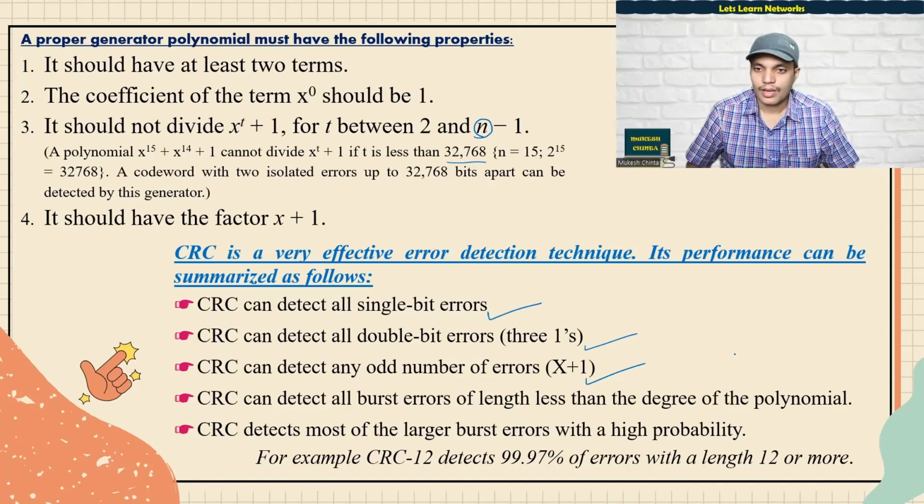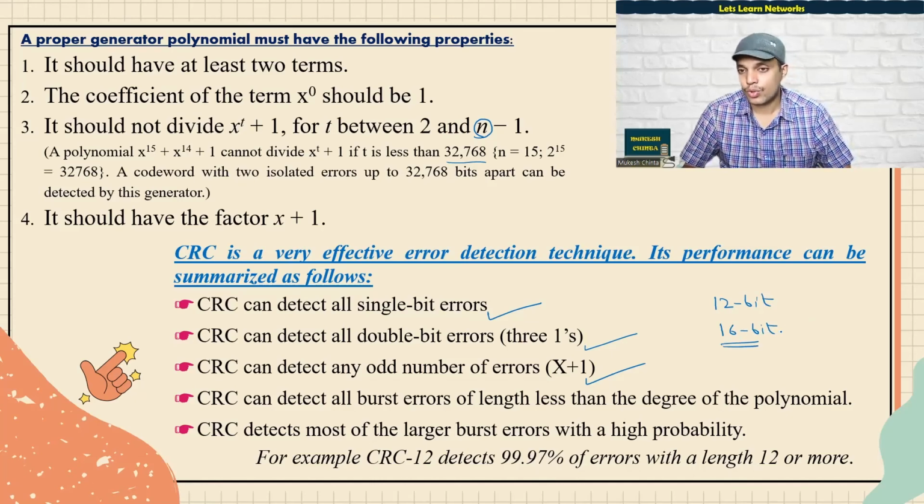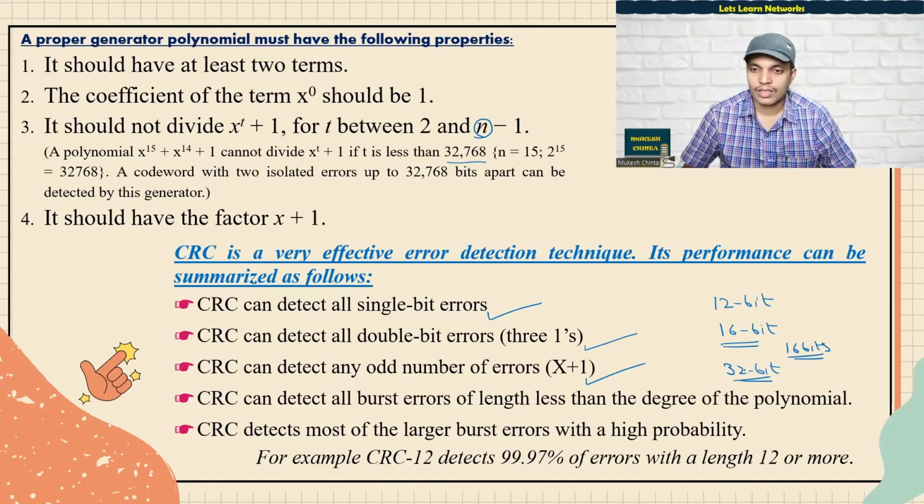What do you mean by this, sir? If I am using a 12-bit CRC or a 16-bit CRC, that means I'm adding 16 bits of redundancy. It ensures that any burst errors of length up to 16 bits are guaranteed to be detected by this particular method. Nowadays, we are using a 32-bit CRC. That means I'm appending 32 redundant bits for every data block, which ensures that a burst error of length less than or equal to 32 is always guaranteed to be detected. In addition, CRC detects most of the larger burst errors also with a high probability.